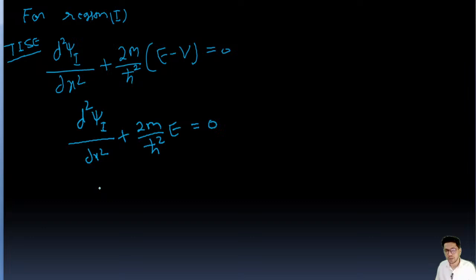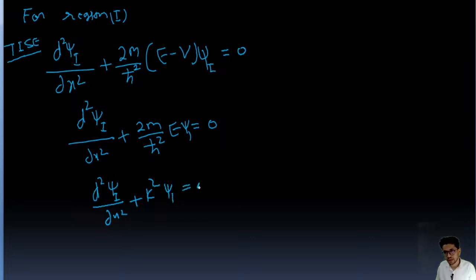Now we can write this as d square psi 1 upon dx square plus k square psi 1 equal to 0, where the value of k is root of 2mE upon h cut square. Now we can solve it.